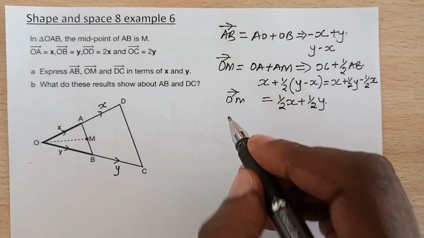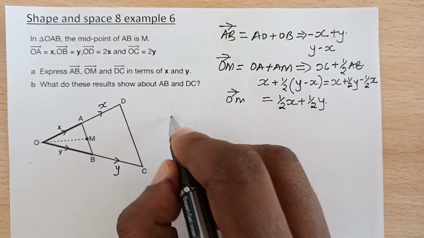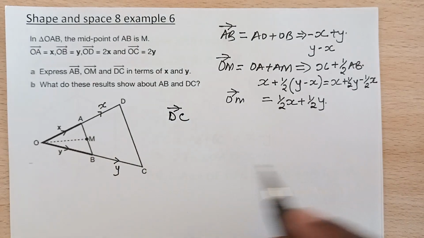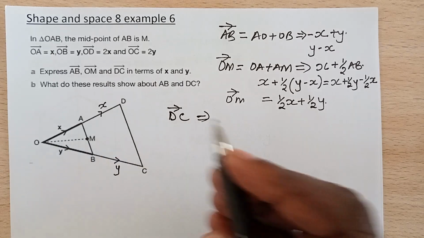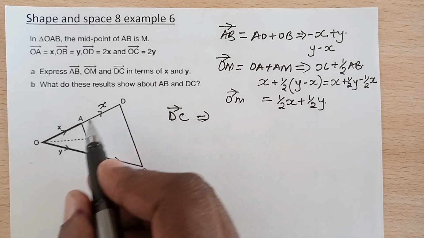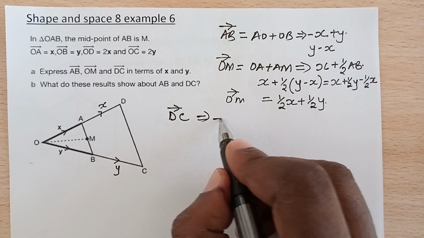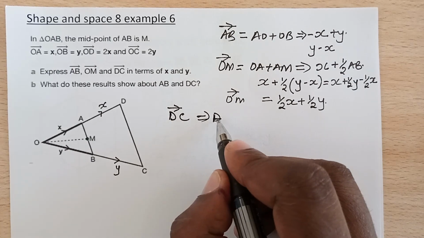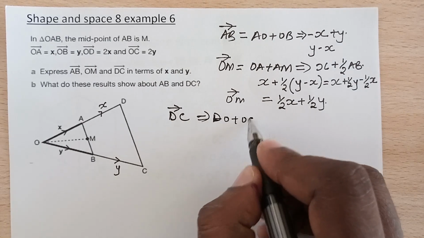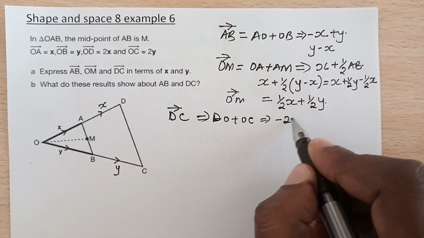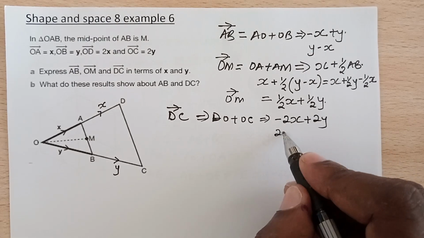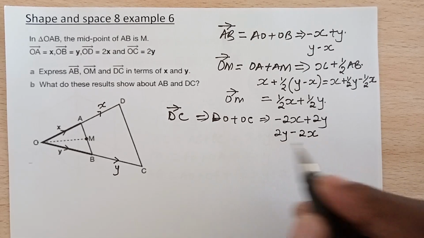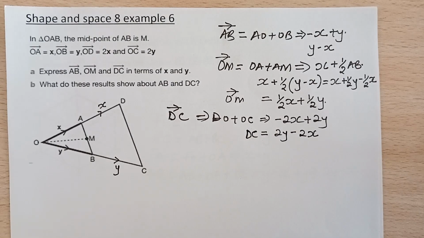What about vector DC? Let's see. DC is you have to walk from D to O, opposite direction of the whole stretch, which is 2x. So minus is actually DO plus OC, which is negative 2x plus 2y. You may say 2y minus 2x. That is DC for you. And that is just part A of the question.